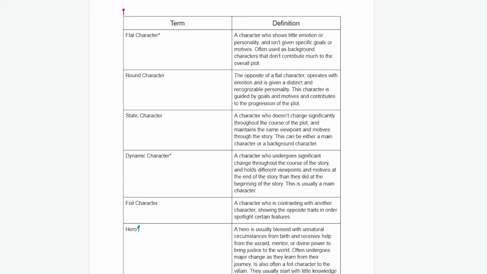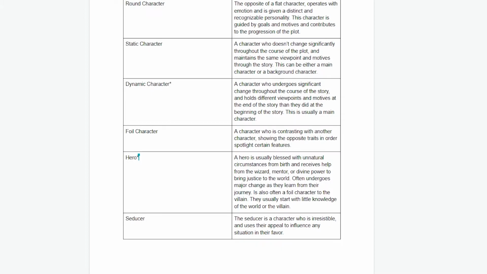They're often used as background characters, and they usually don't contribute too much to the plot. Okay, and next would be the dynamic character. That's a character who undergoes significant change throughout the course of the story and holds different viewpoints and motives at the end of the story than what they did at the beginning of the story. It's usually a main character.